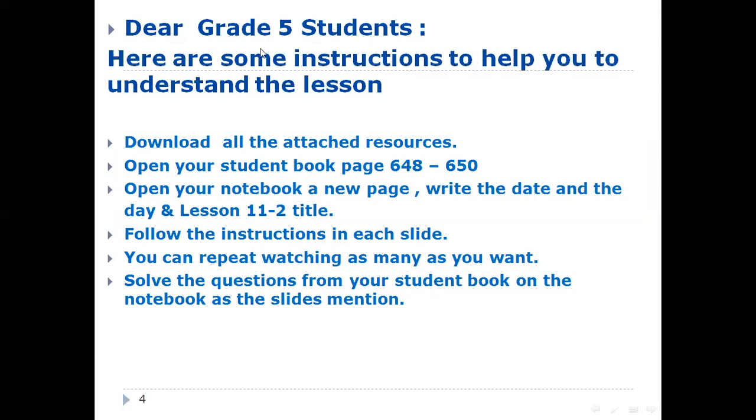The same instructions as every time: download the resources and open the book. Please open the notebook, write the date and the day and the lesson 11.2 title. Follow the instructions and you can repeat watching as much as you want. Solve the questions from the student book in the notebook as the slides mention.